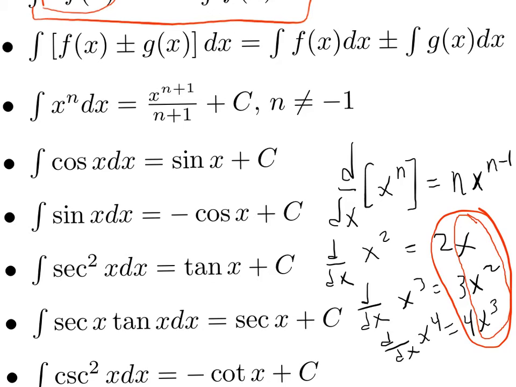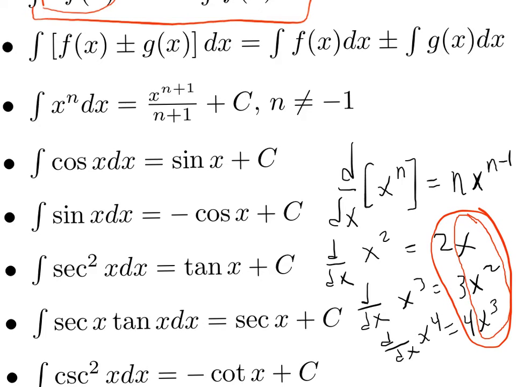Okay, so we're asking ourselves the question, the derivative of what gives me just x by itself? The derivative of what gives me just x by itself? We know it's got to be an x squared because we're reducing the power by 1 when we go from derivative down. So we know it's got to be x squared.